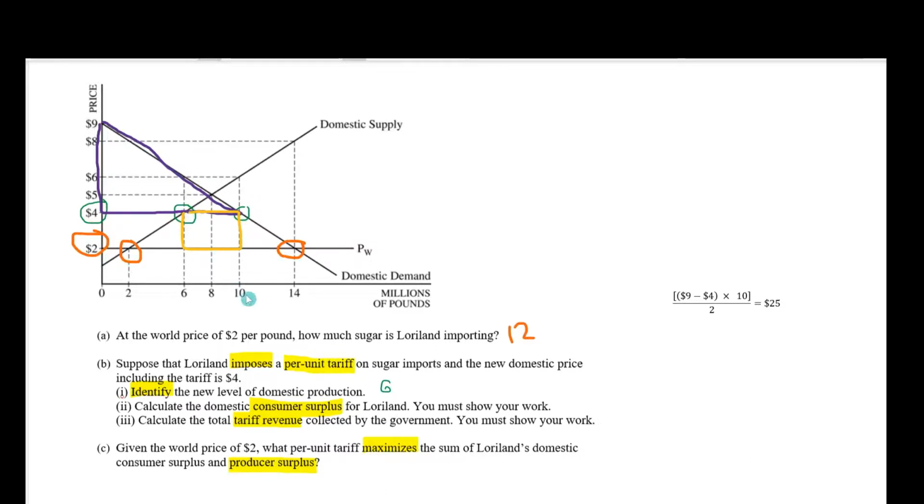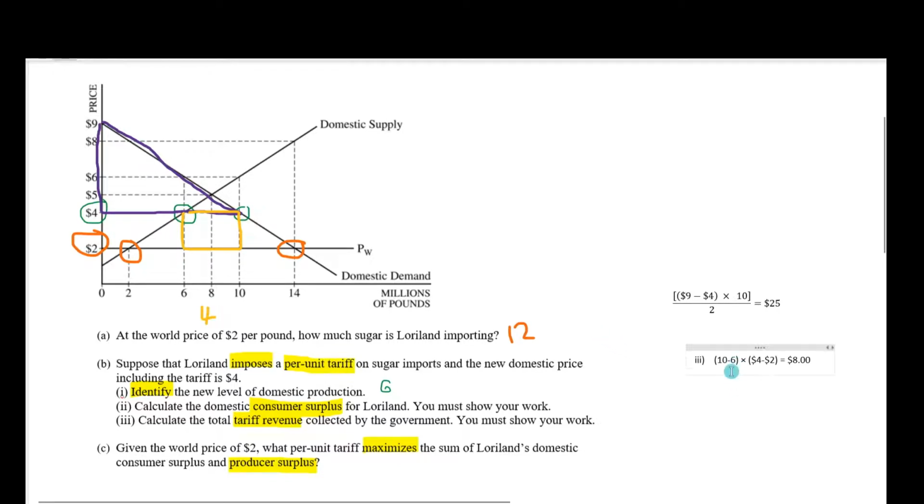Okay, so the number imported, we've got 10 million pounds in total, of which 6 million are domestically produced, so the difference has to be 4. So 4 times 2 gives us 8. So $8 is the value of the tariff revenue, import tax, tariff revenue that is collected by the government. So I'll just draw that out very quickly here so you can see the calculation.